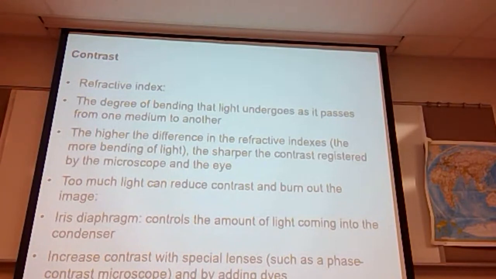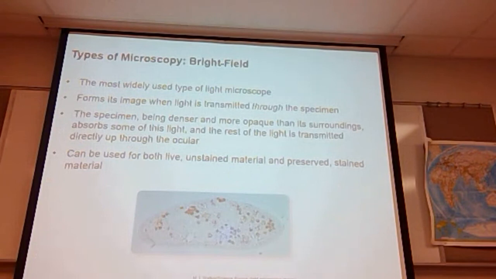There are also special lenses, such as phase contrast lenses, that help you see things by increasing the contrast. You also can add certain dyes to make those things more visible. Some different types of microscopy, and I will tell you which ones of these we do and which ones we don't.